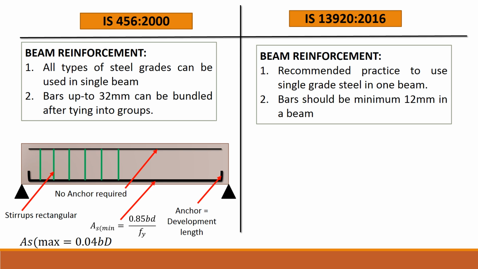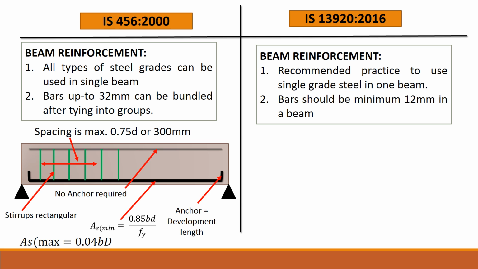Next come the stirrups. Now these stirrups in IS 456 are rectangular and they have a hook at the end, with a 90-degree bend at the edge. Considering the diameter of the bar, the spacing between the stirrups is at maximum 0.75 D or 300 mm when we are talking about IS 456.